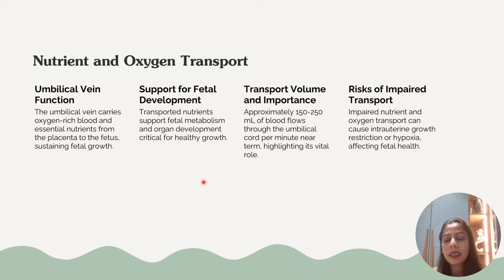Think of the umbilical cord as a high-speed delivery service. It carries all the building blocks, like vitamins, minerals, and energy, that the baby needs to build its heart, brain, and other organs. Without these deliveries, the baby wouldn't have the material it needs to grow. Transport volume and importance: approximately 150 to 250 ml of blood flows through the umbilical cord per minute near term, highlighting its vital role.